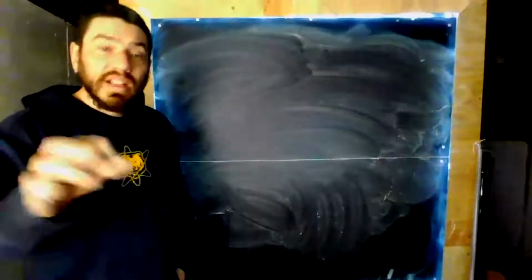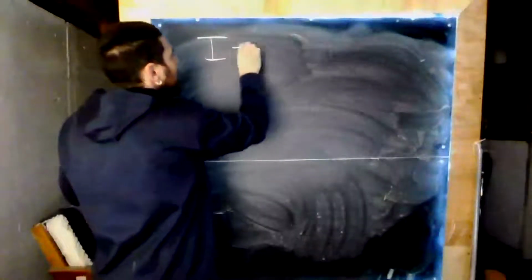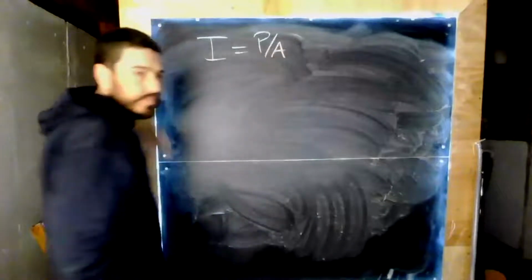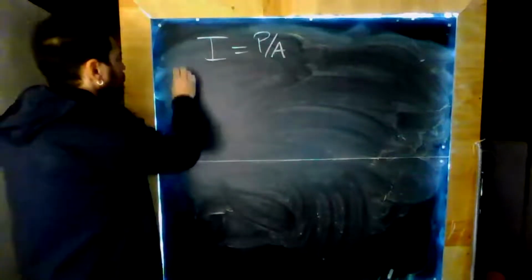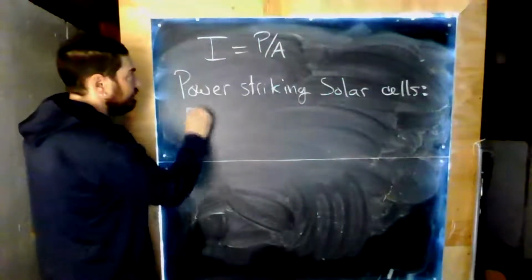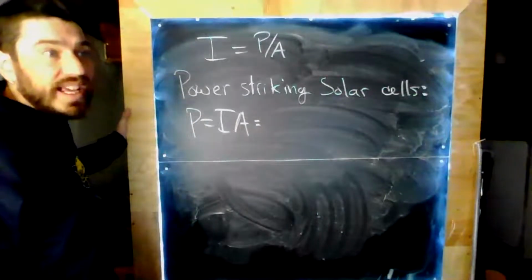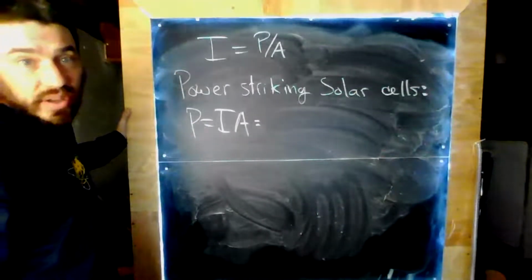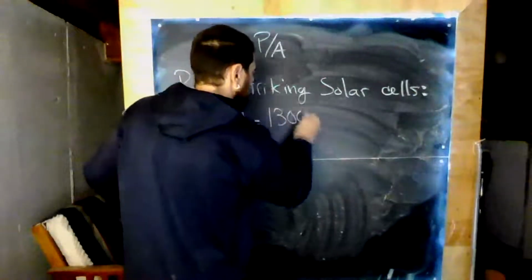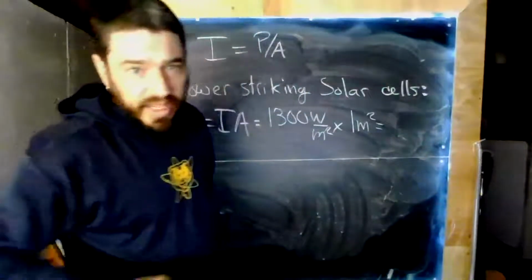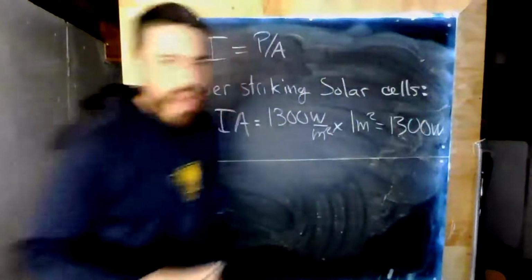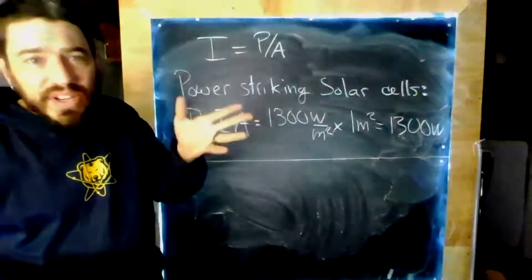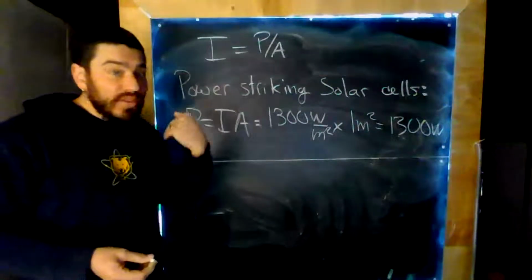Okay, well, let's just set this up. Let's start with our basic equation. Intensity is equal to power divided by area. So let's see how much power is striking the solar cells. Well, first we'll solve for power. In this case, I've been given the intensity as 1,300 watts per meter squared, times the area, which is 1 meter squared. I can do that multiplication problem in my head. That is 1,300 watts. But it's only 12% efficient. And so how much power do we get out of the solar cell?